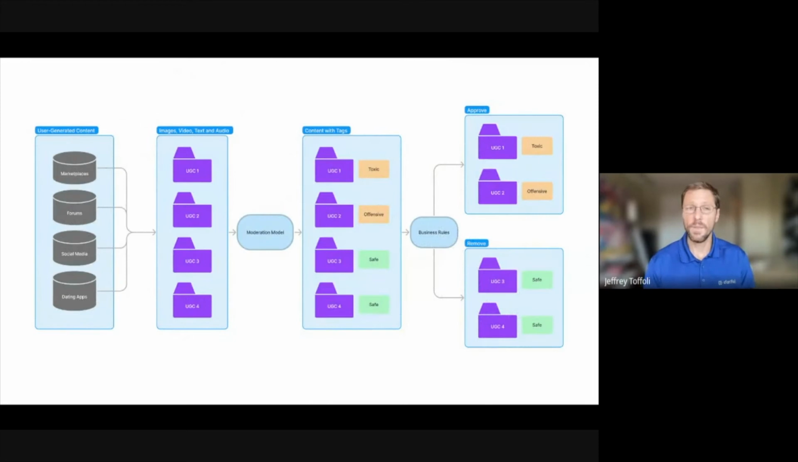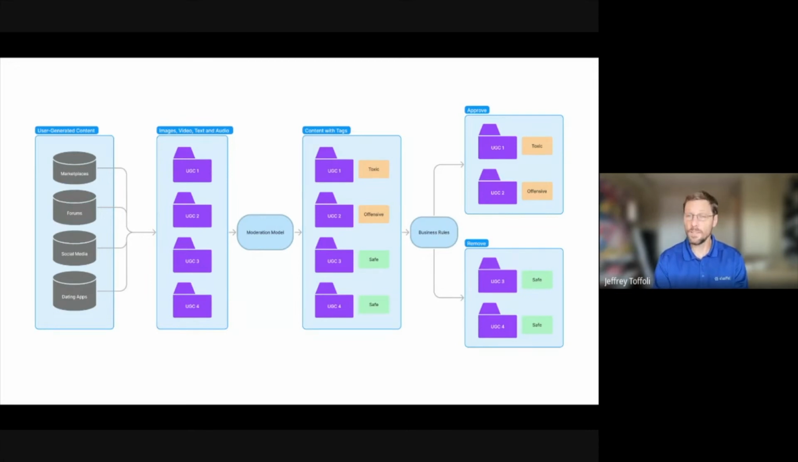Here is a look at the basic architecture of what your moderation solution will look like. There might be a lot of things to look at here, but there's really just 4 steps. On the left-hand side, we've got user-generated content coming from the world of marketplaces, forums, social media, and dating apps. Out of these various platforms, we're getting files, in the forms of images, videos, text, and audio. Each of these files is passed as an input into a moderation model, and then the moderation model as an output gives you your file back with a tag. That tag might be something like toxic or offensive or safe.